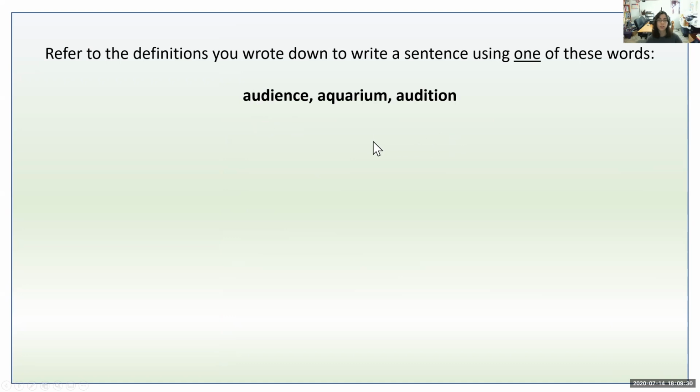And so you get to write down a sentence using one of these words. But if you want to, you can always, as a bonus, do all 3 words. We will have some more vocabulary words coming up too, so it's your choice. So whether you choose 1 or 3 vocabulary words, if you can write down a sentence using those terms. All right, so at this time you can pause your video and write down a sentence.